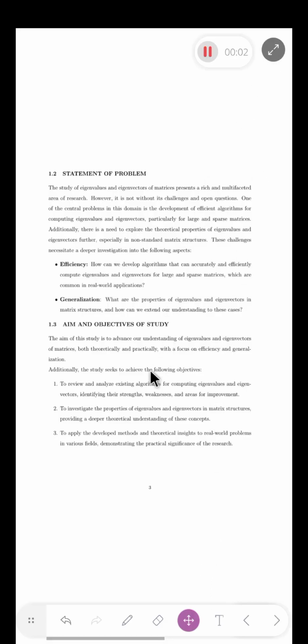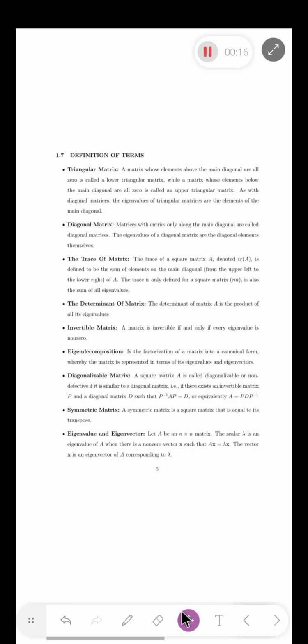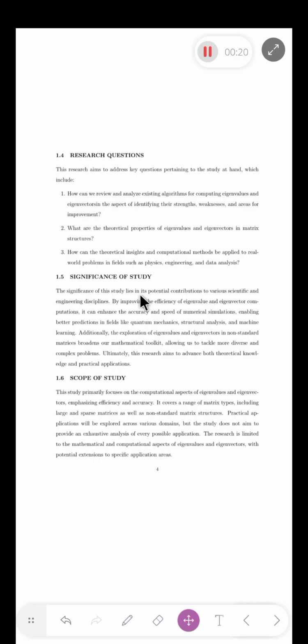So now that we have gotten the basic concept of whatever I've explained so far on the statement of problem and aim and objectives, we have section two, which entails the literature review. Before that, we have the definition of terms, the research questions, and the significance of study. The significance of study is well stated in section 1.5. The scope of this study is well stated in section 1.6.